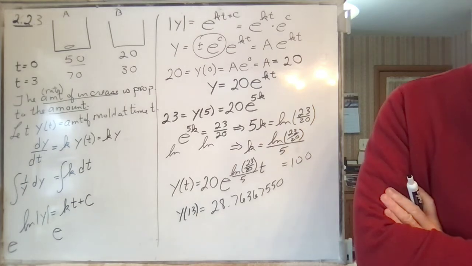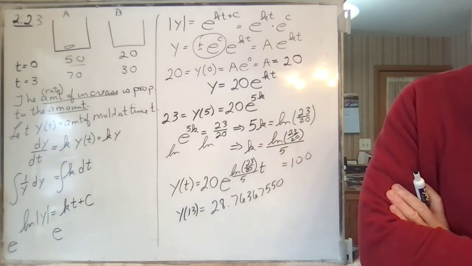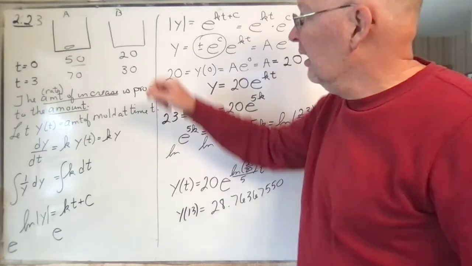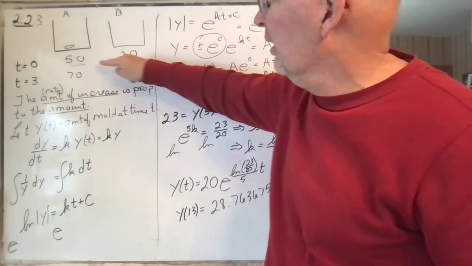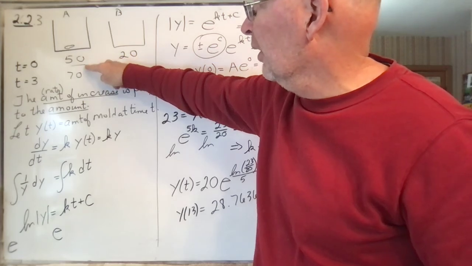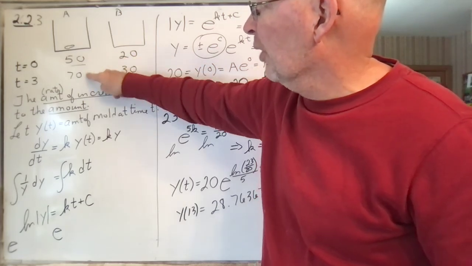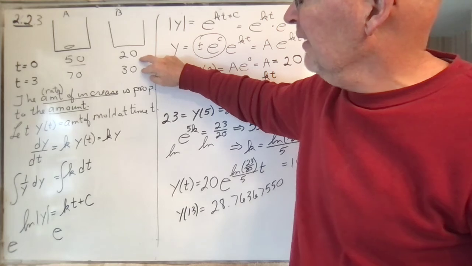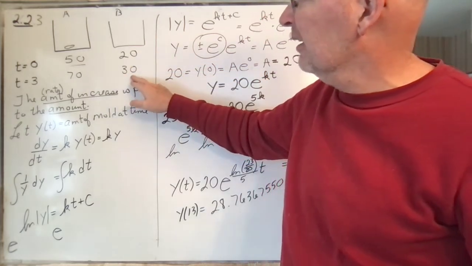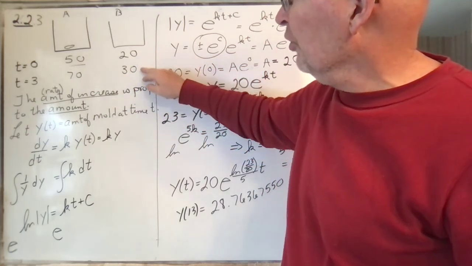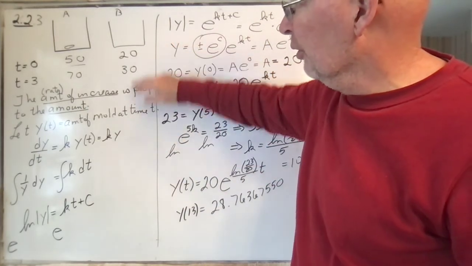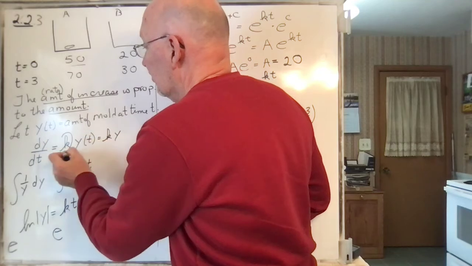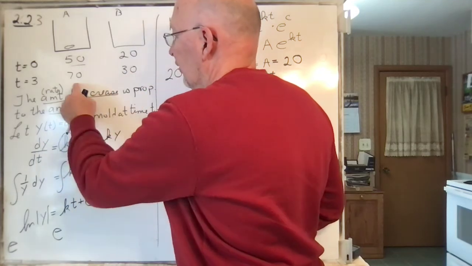Notice that mold B is growing slightly faster than A. Do you agree? This one, in 3 hours, you got 50% more. This one, 20 over 50 is 40% more. So this one is growing slightly faster than this. It's still behind it, but in proportion, it's growing faster. And so your value of K is going to be larger for this one than it is for this one.